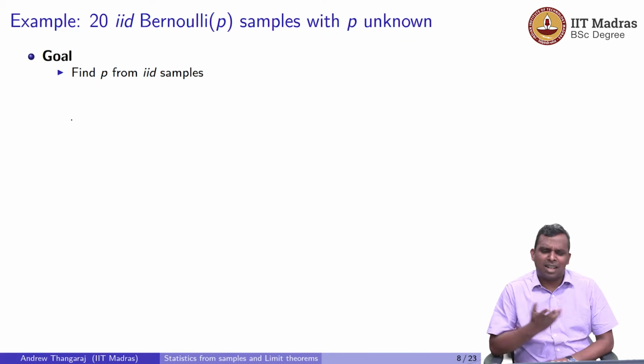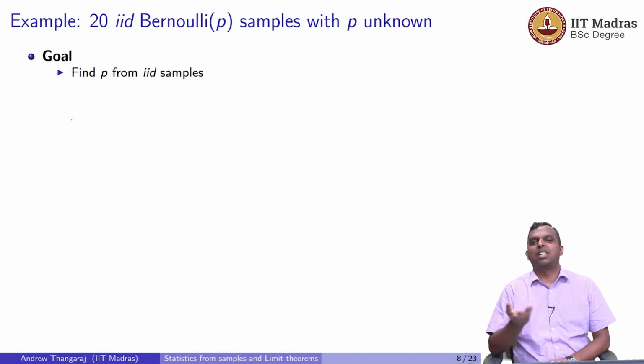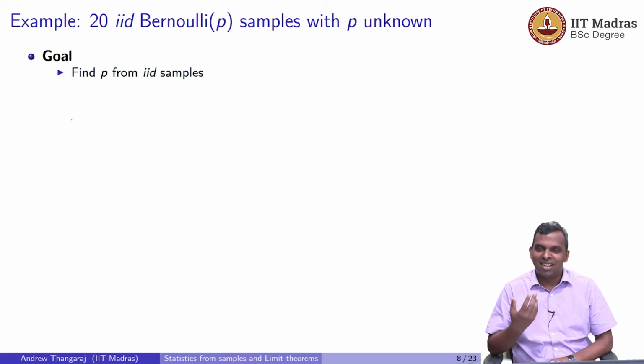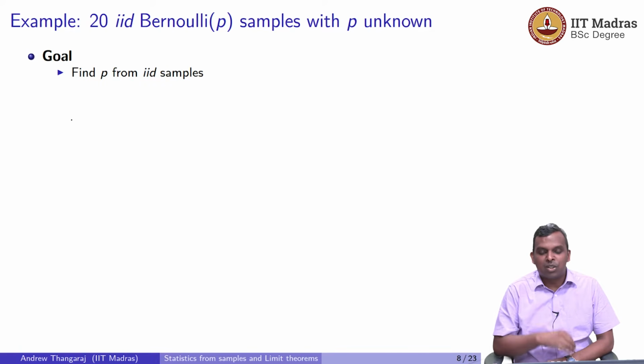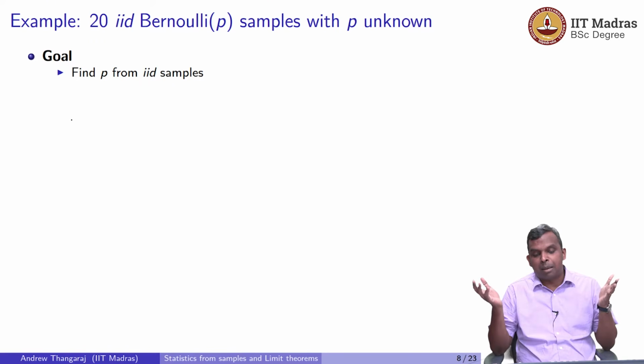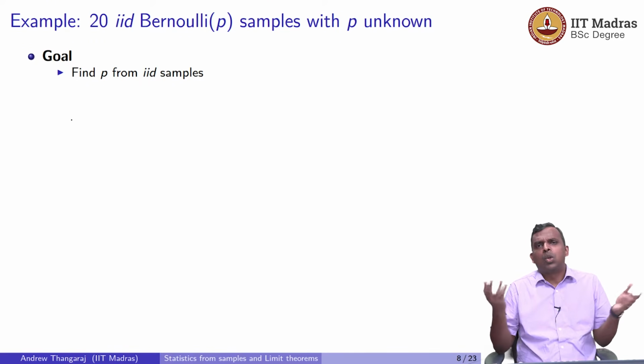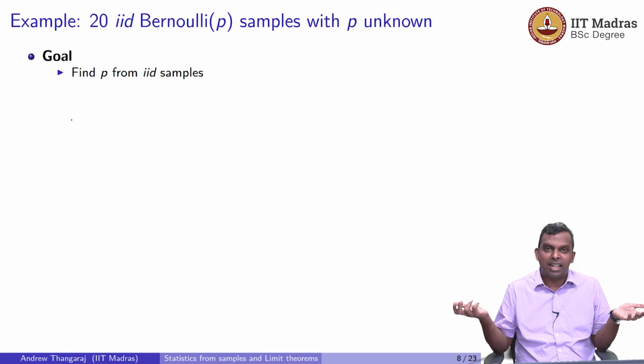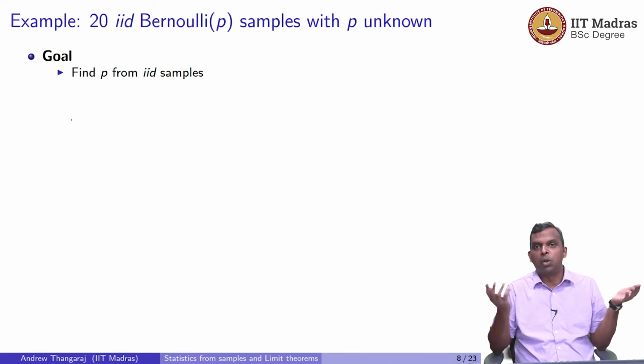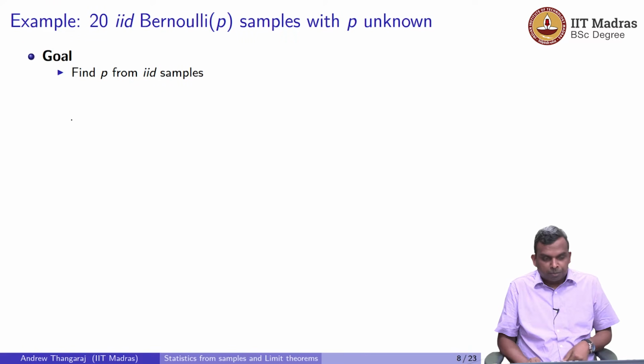Okay, so this is actually a very simple situation in today's complicated world of statistics. We've been doing statistics for more than 100 years now, very formally, so it's a very advanced field. So this is maybe a very basic example, but still you should have enough clarity about how this basic example comes along. Okay, so I'm going to give you 20 IID Bernoulli P samples and P is unknown, and maybe the goal is to try and find P from the IID samples, right? So it's a reasonable goal one can think of.